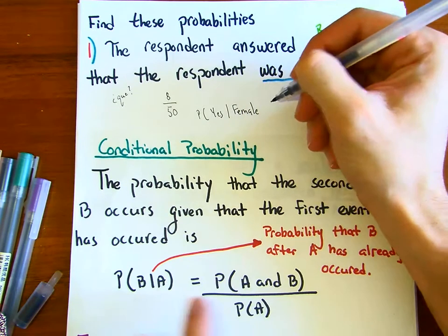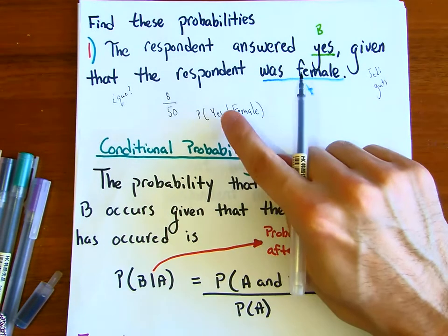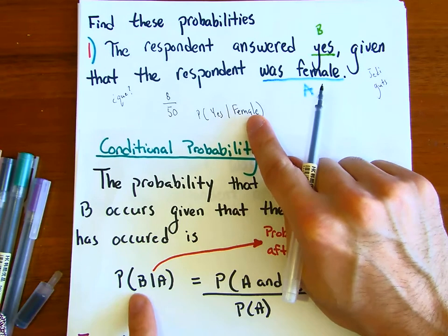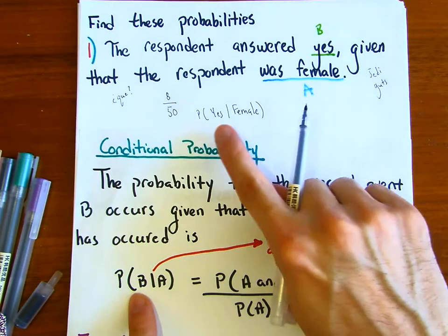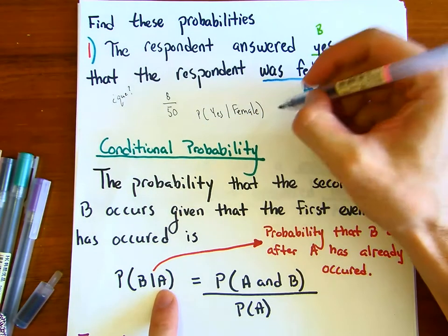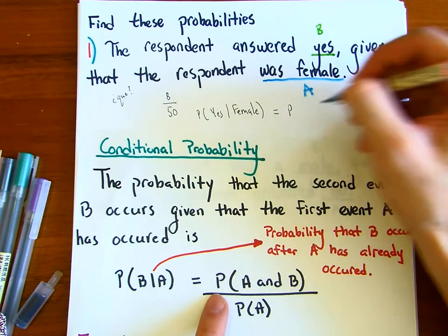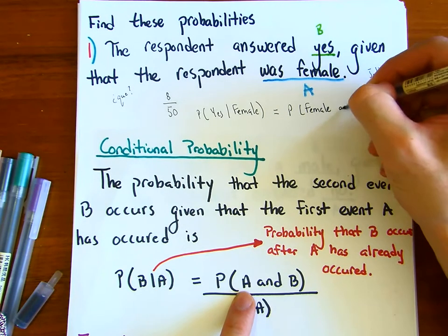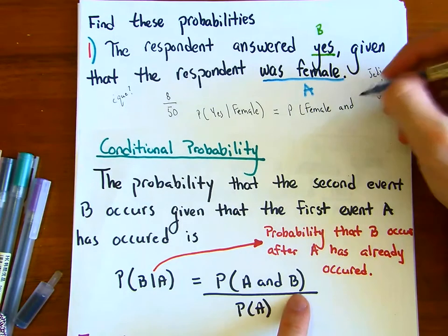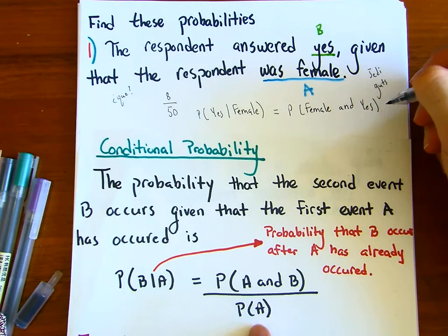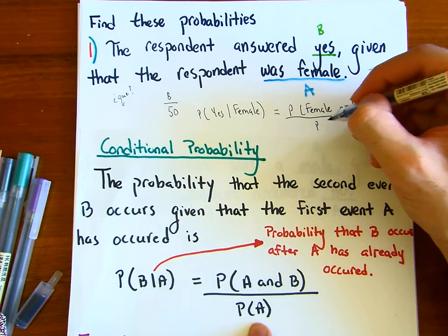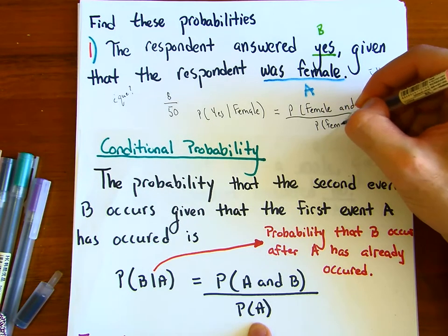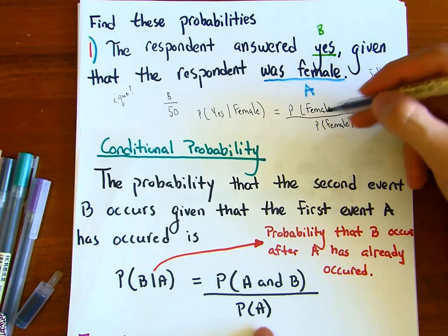Okay, so now let's just follow this. Notice that this is the B, and this is the A. We're just going to follow this format here. So this is equal to the probability of, well, now what's our A? Female, and what is the B? It's yes, over the probability of female, right? Now let's see why this magic will work.